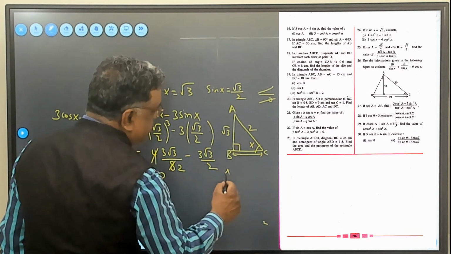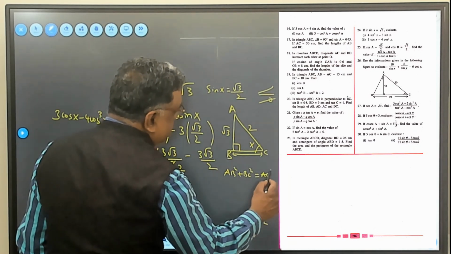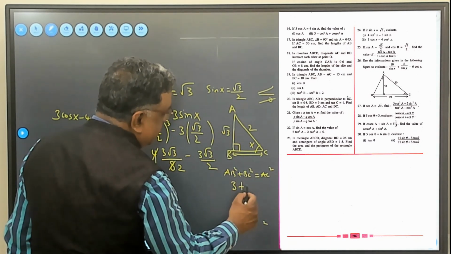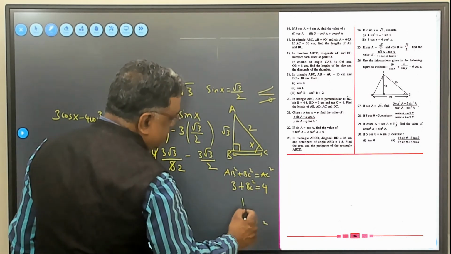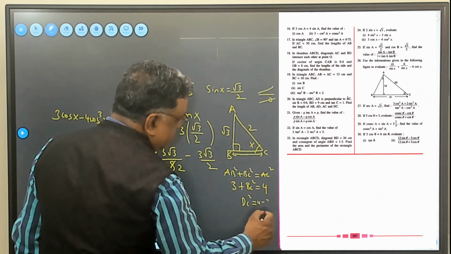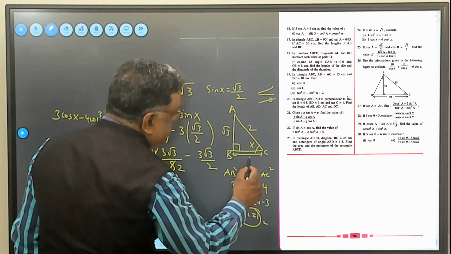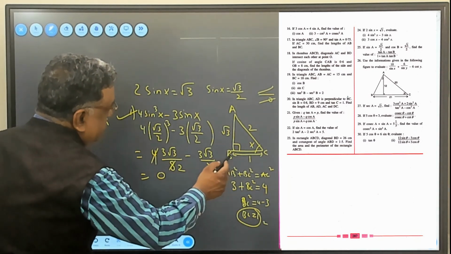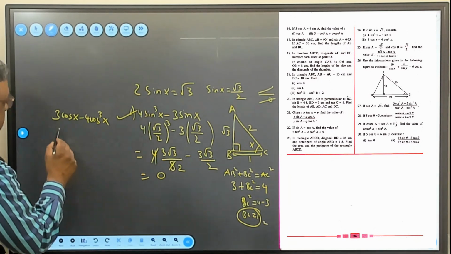So I can say AB square plus BC square is AC square. AB square is root 3 square, which is 3. BC square I need to find out. AC square is 2 square, that is 4. So BC square is 4 minus 3. So BC is 1. So this is 1. So cos x will become adjacent upon hypotenuse. So 1 upon 2.